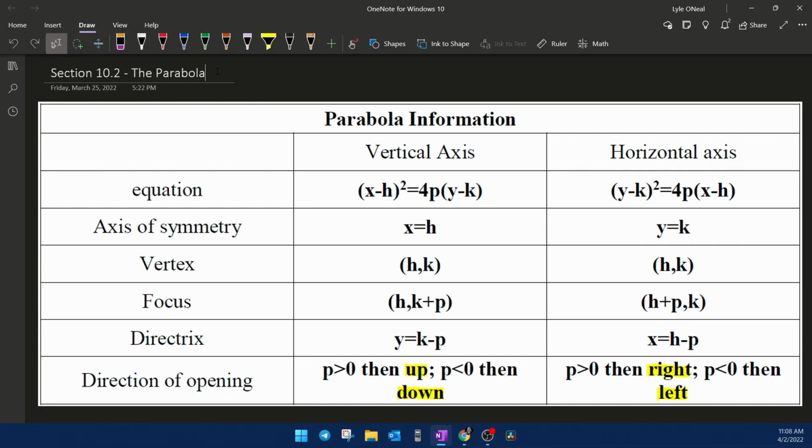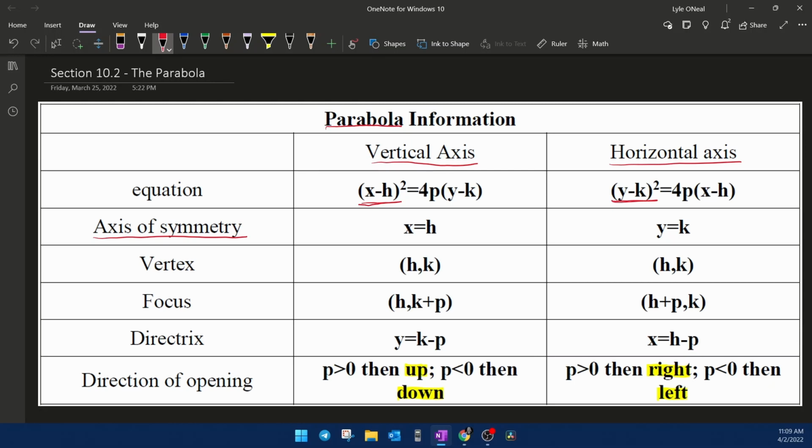So in this information chart, all related to parabolas, the first thing I want to point out is the axis of symmetry would be the line that cuts the parabola down the middle. And if you have the x portion squared, that means you will have a vertical axis of symmetry. If the y portion is squared, you will have a horizontal axis of symmetry.